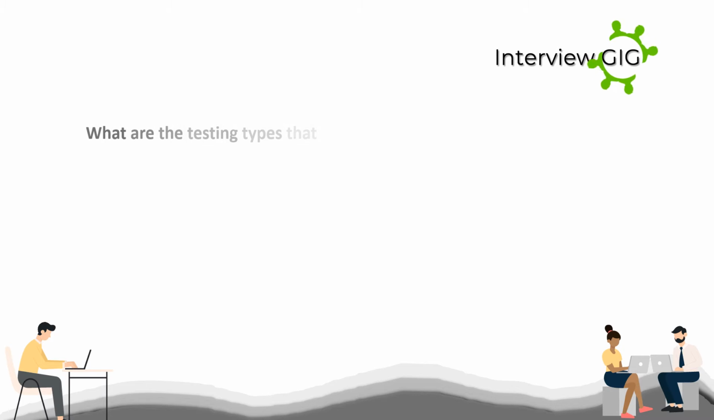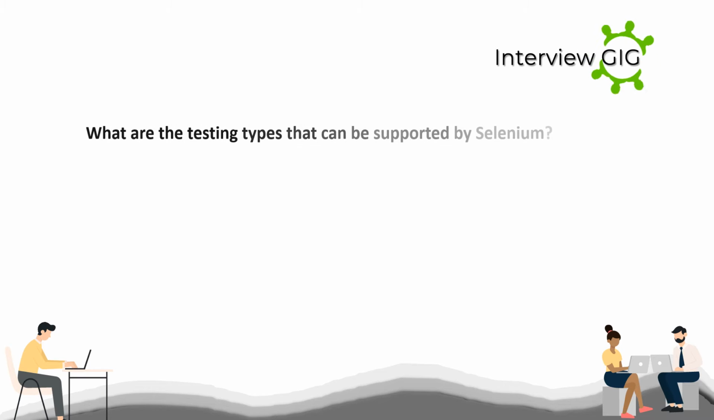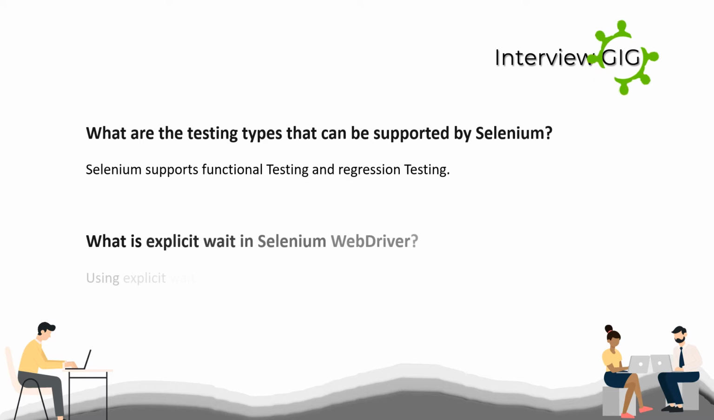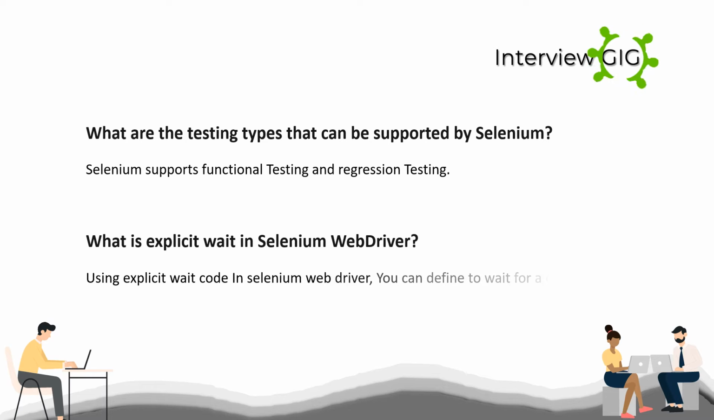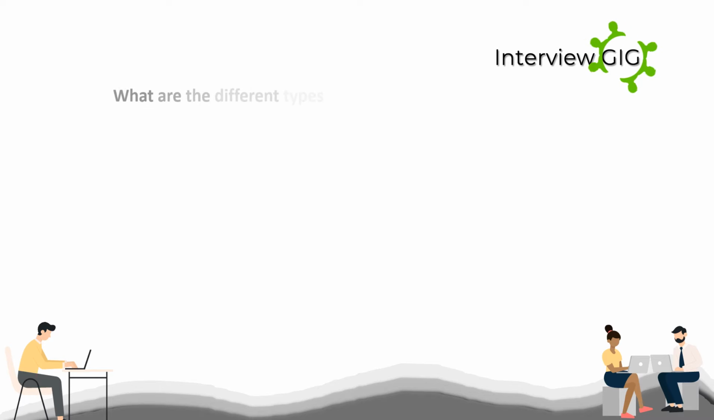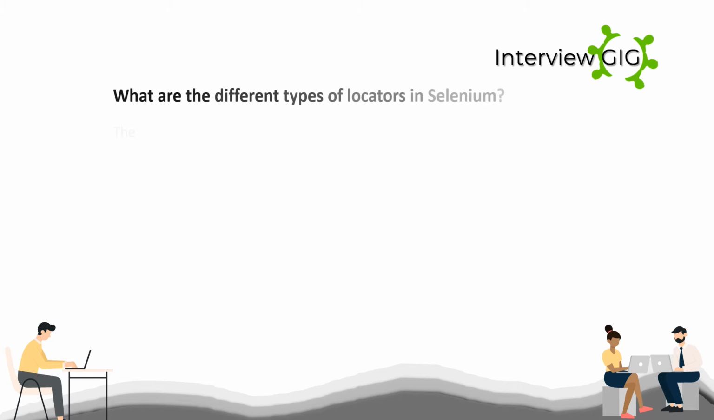What are the testing types that can be supported by Selenium? Selenium supports functional testing and regression testing. What is explicit wait in Selenium WebDriver? Using explicit wait code in Selenium WebDriver, you can define to wait for a certain condition to occur before proceeding further with test code execution.